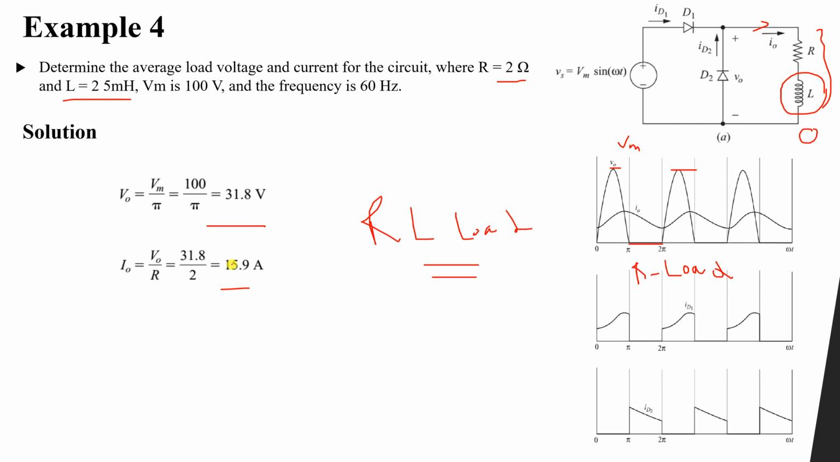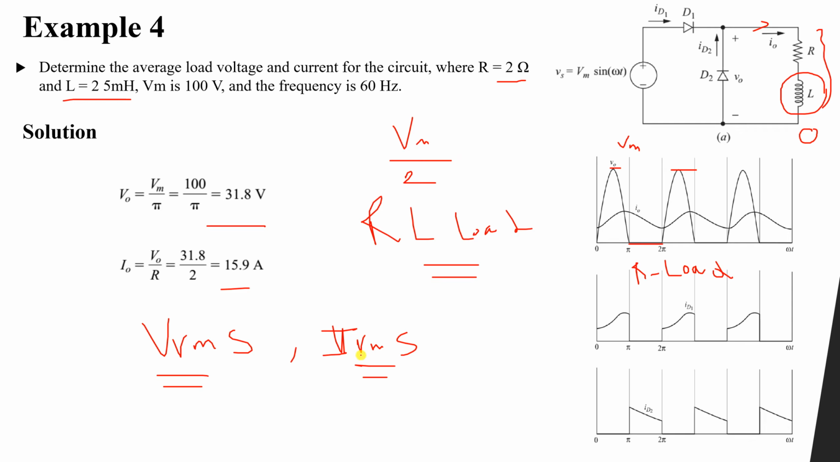When will it change? If I'm looking for VRMS and IRMS. For VRMS, it is similar to the pure resistive load. You can see that the waveform didn't change at all. It will be Vmax over 2, similar to the pure resistive load.